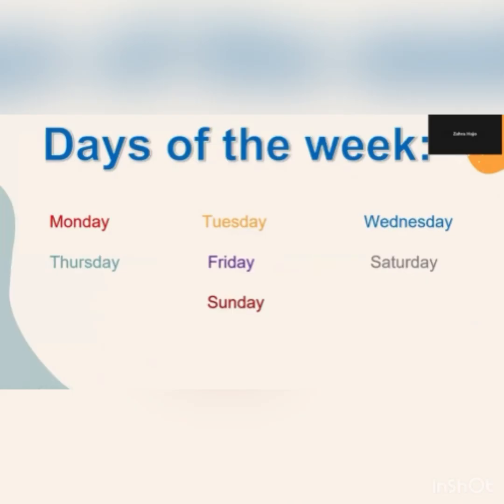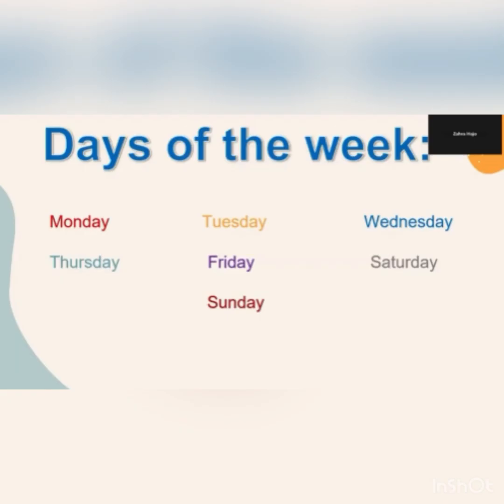Let's start with the circle time. Who can tell me how many days are there in a week? There are 7 days in a week. Monday, Tuesday, Wednesday, Thursday, Friday, Saturday, and Sunday. So there are 7 days in a week.